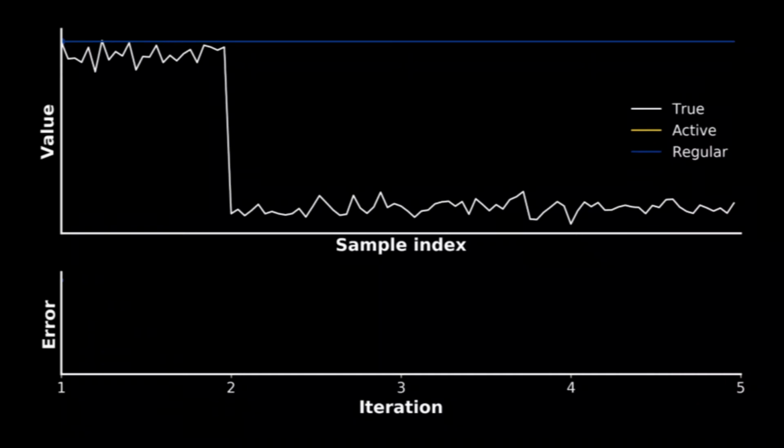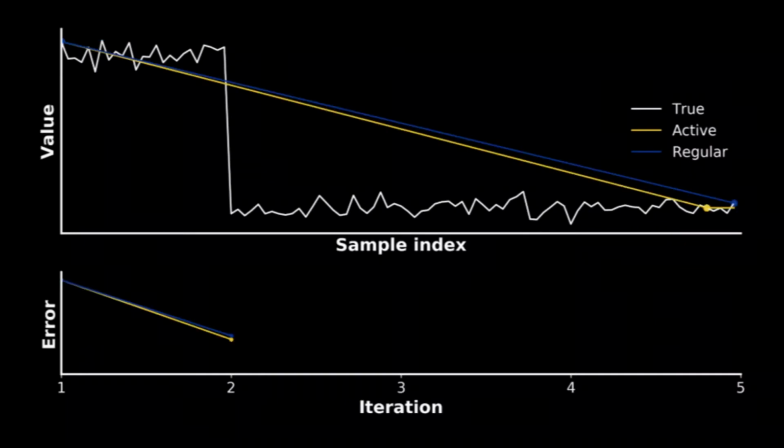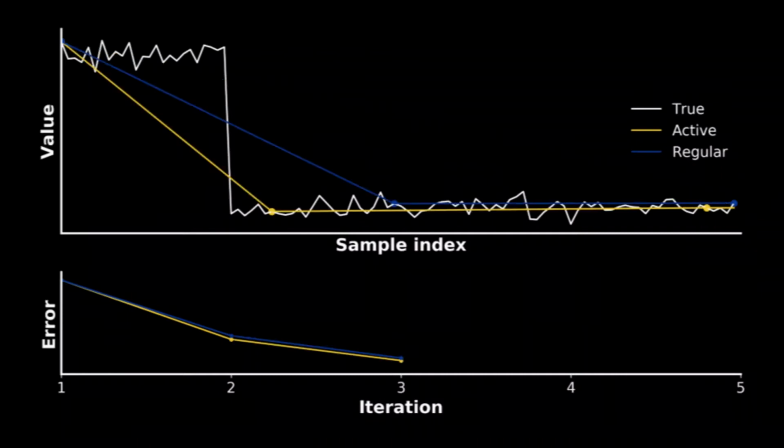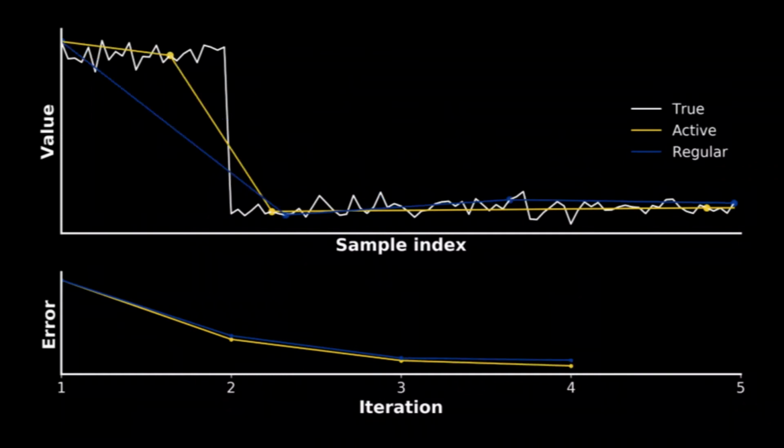I'm going to show you the results when we select those samples using query by committee active learning and when we select them using a regular grid. I'm then going to explain how query by committee works. When we select two samples from the dataset, both methods select samples in about the same locations. They're also quite similar when we select three samples. When we select four samples, however, you can start to see a difference in the way that active learning is choosing the samples.